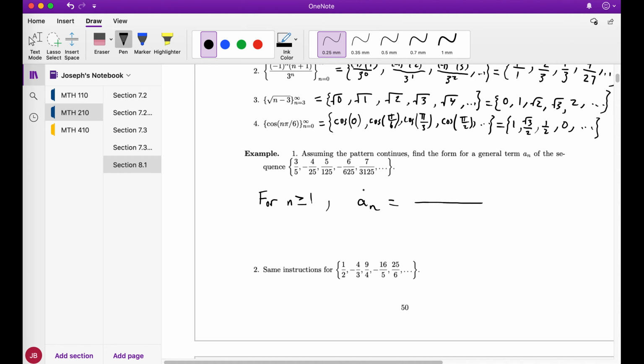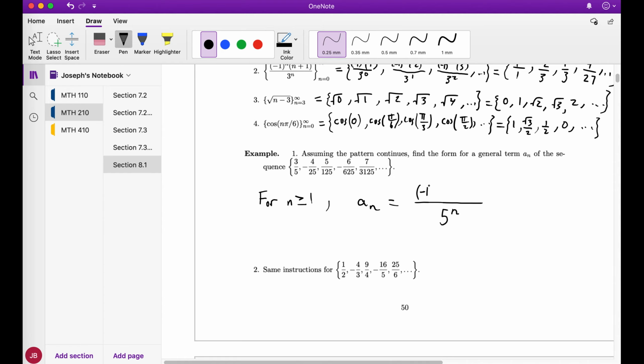Well, it looks like each term is a fraction. And on the bottom, it looks like we're getting a power of 5. This is 5 to the first, 5 squared, 5 cubed, and so on. So since I'm starting with n equals 1, I think the bottom here is just 5 to the n. Now you'll notice I have an alternating sequence. It starts positive, then negative, and so on.